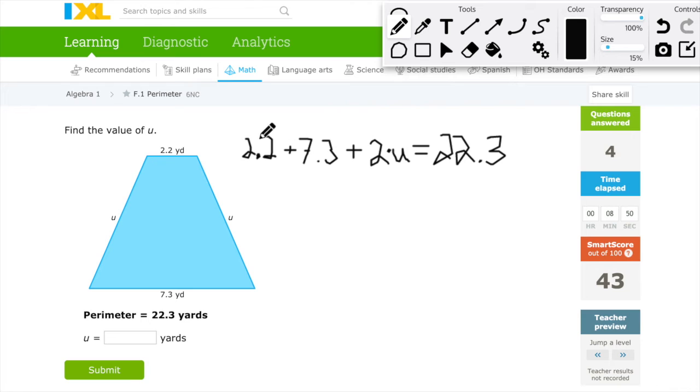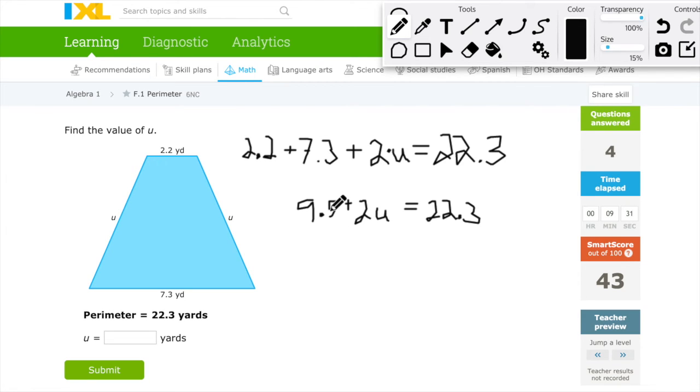If we start to add things together, the 2.2 and the 7.3, that's going to give us 9.5, plus 2u. So we're doing some equation solving now. You could theoretically guess and check to get to the answer, but this is going to be the foolproof method. You notice this time I didn't put the little dot in the middle. A number next to a letter like that still means multiplication, just so you guys know.